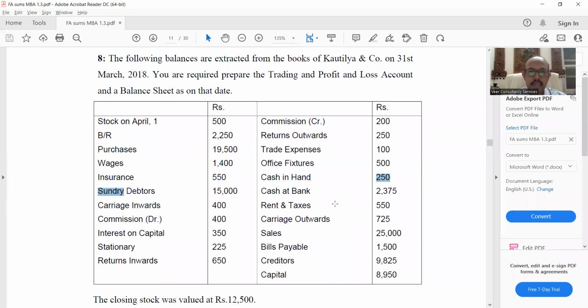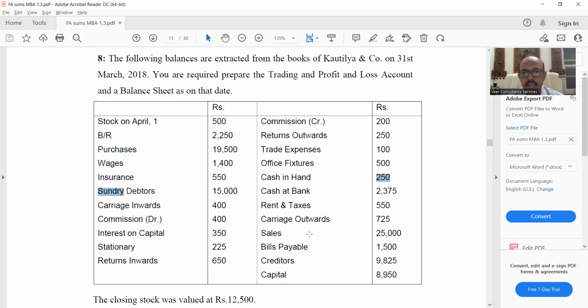P&L debit. Carriage outwards is a transportation expense that we have paid so as to move our goods from our place to the place of our customer. This is a profit and loss item. It will go on the debit side of the P&L. So you will write over there carriage outwards. Just make a note somewhere over here. It's P&L on the debit side.